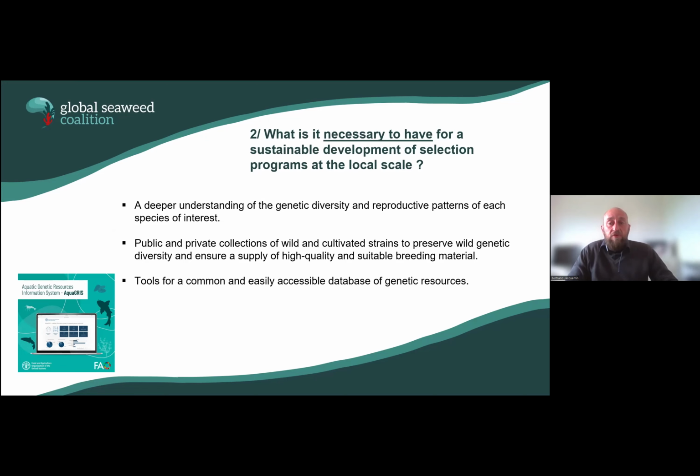Second, public and private collections of wild and cultivated strains to preserve wild genetic diversity and ensure a supply of high quality and suitable breeding material. And third, we need tools for a common and easily accessible database of genetic resources, such as the FAO AquaBreeze project.